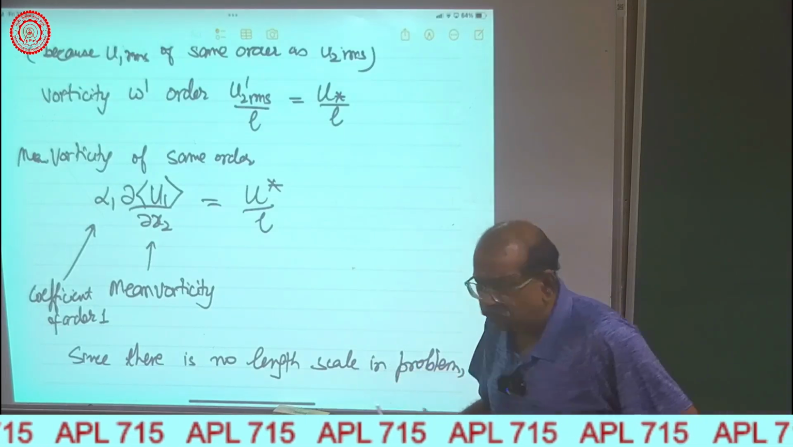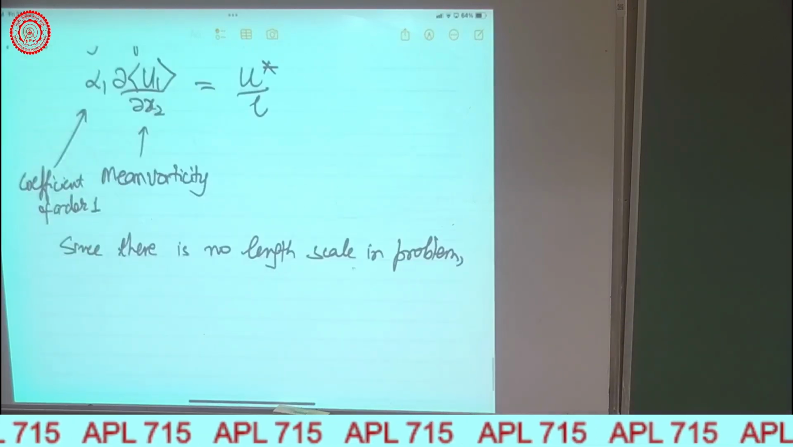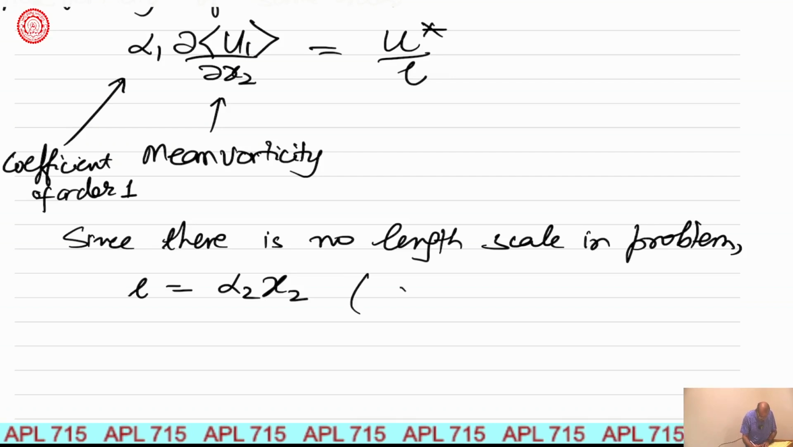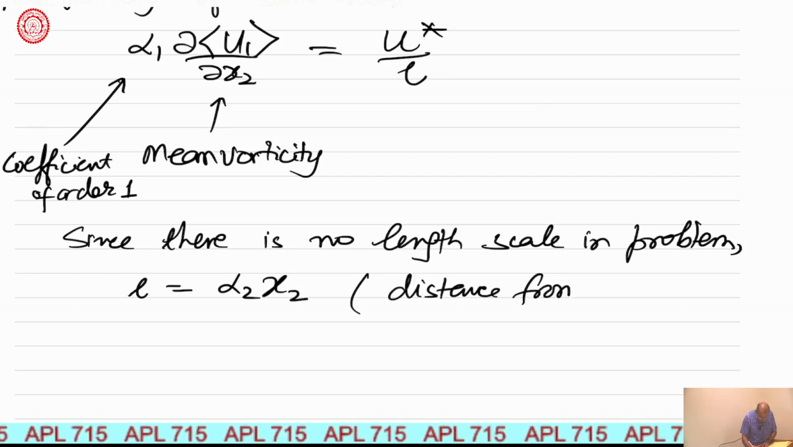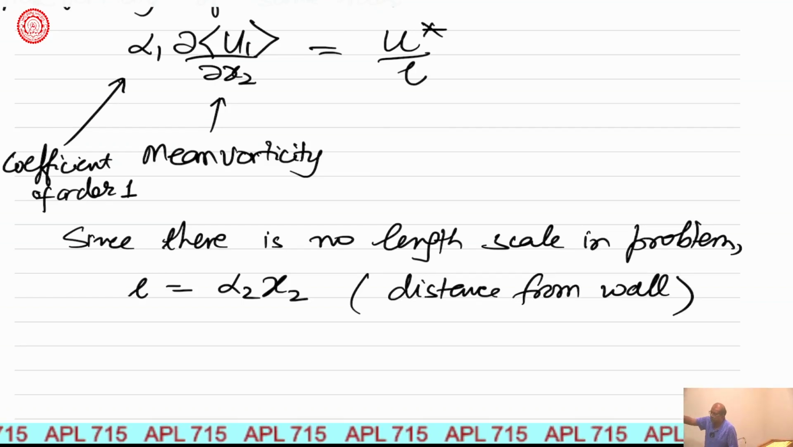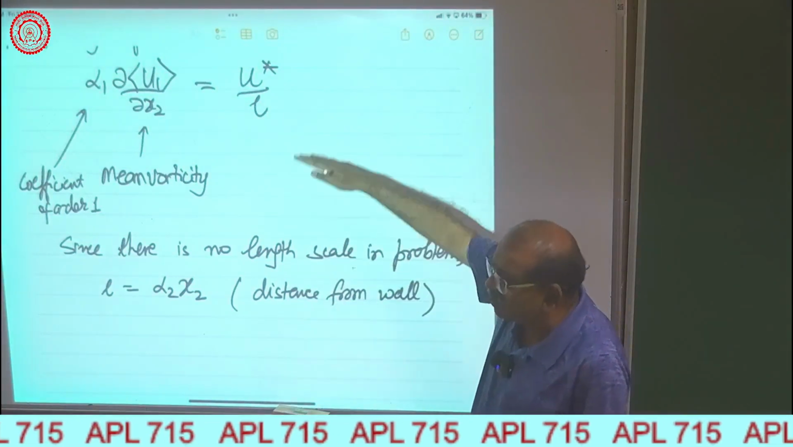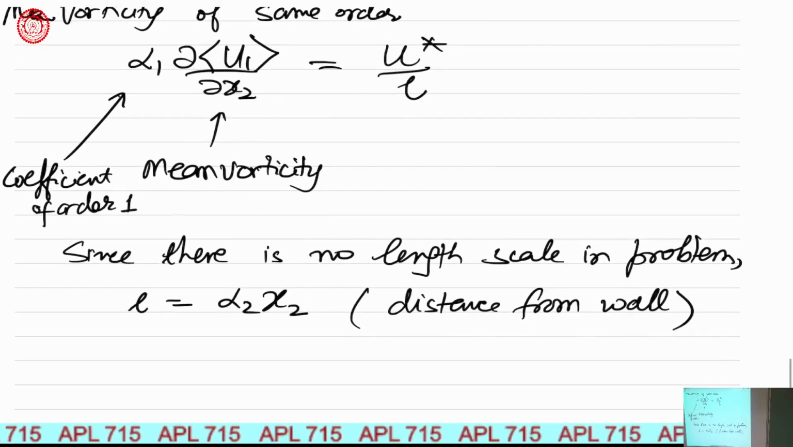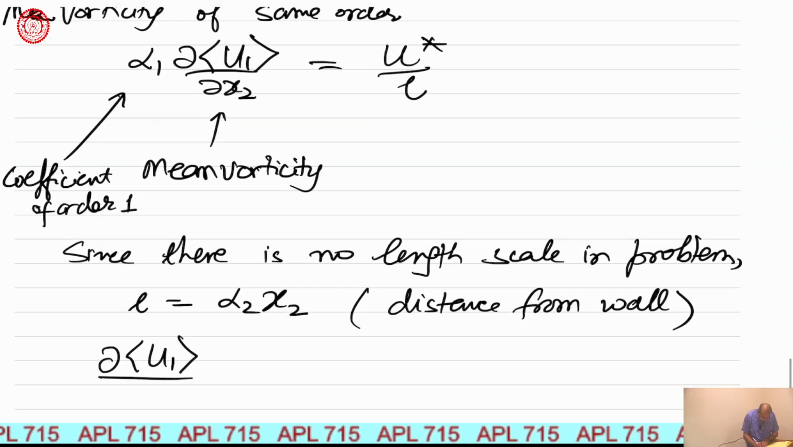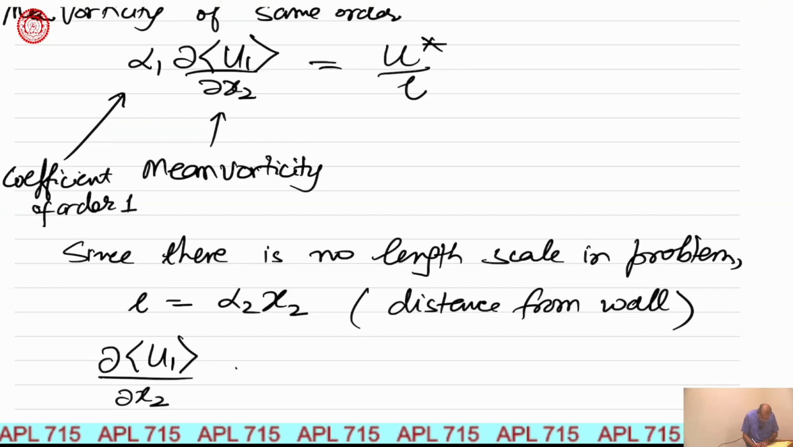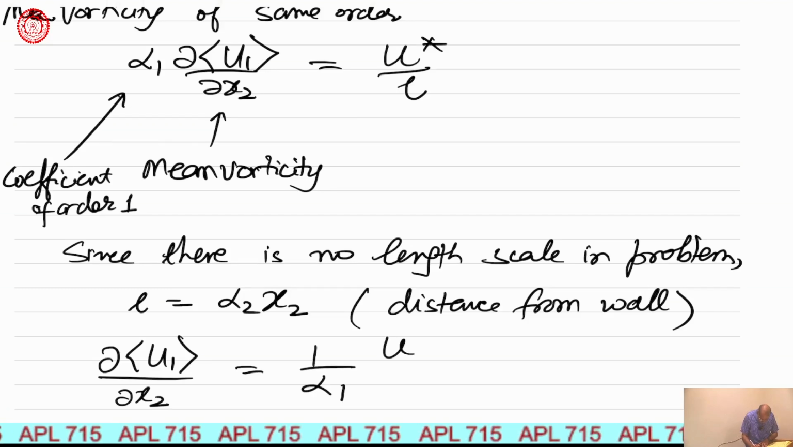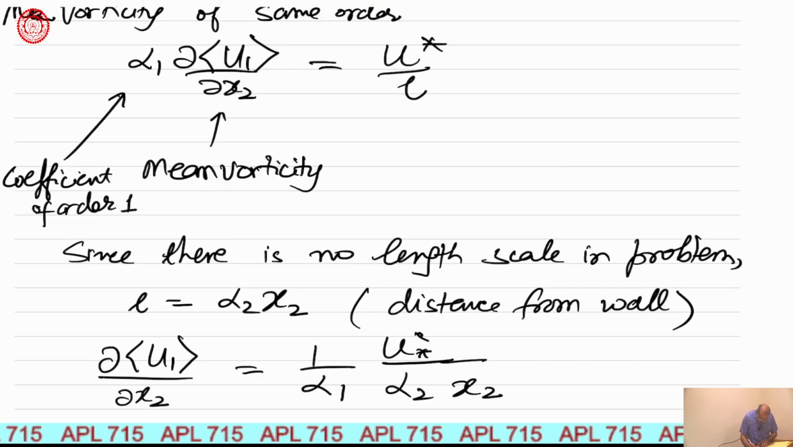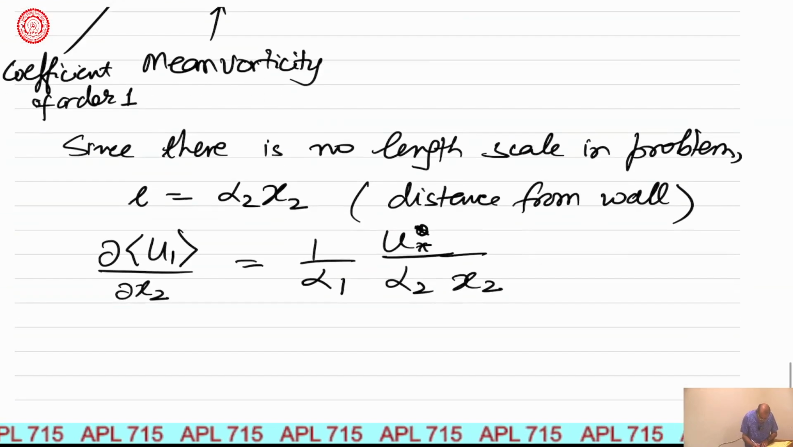Since there is no length scale in the problem, we take L equal to the distance from the wall. So whatever is happening in the flow, the only length scale we can find is the distance from the wall, which itself is a variable. So we get from here du1 by dx2 is equal to 1 over alpha 1 alpha 2, u star upon x2.